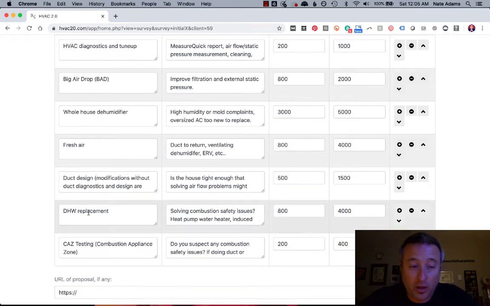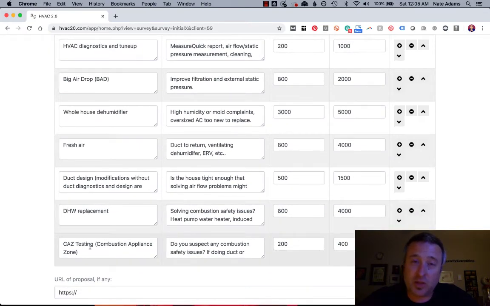Do they need a new water heater? And did you see some sketchy stuff? If there was melted grommets on the top of the water heater, you might want to recommend CAS testing.